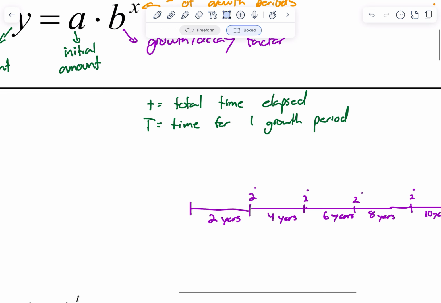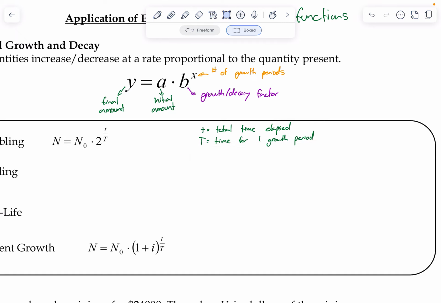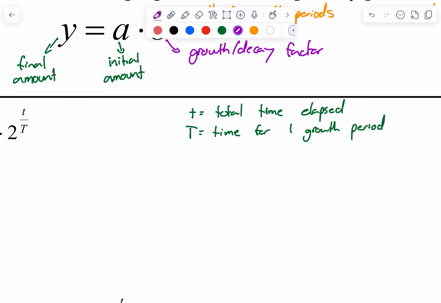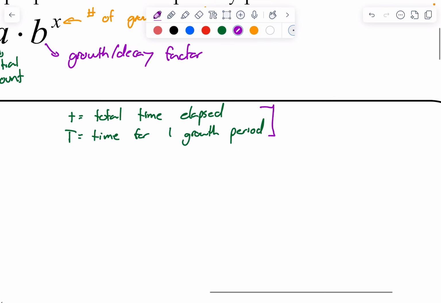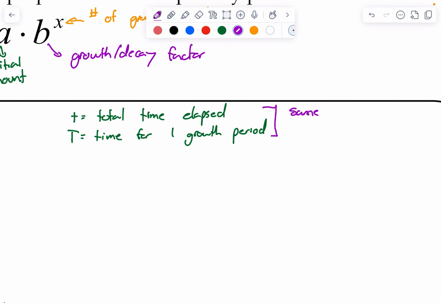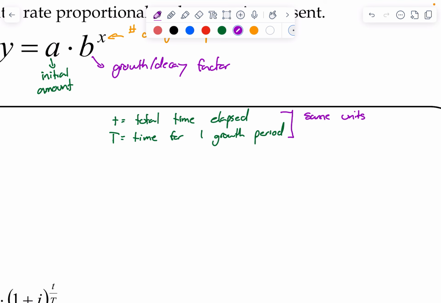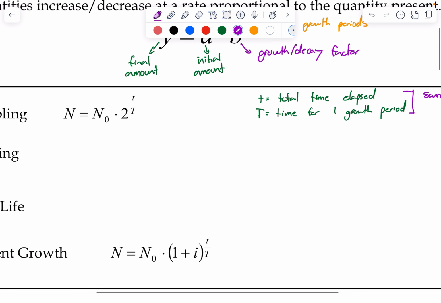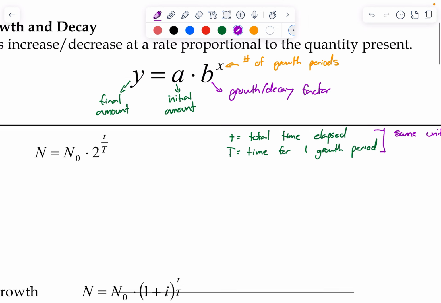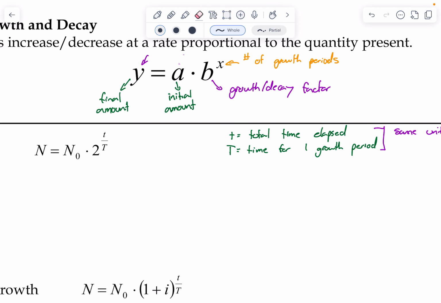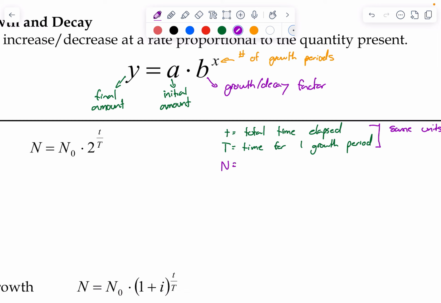So let's just get rid of that because we're going to run out of room if I leave that up there. The other thing I want to just note is that both variables here have to be in the same units, okay? So that means you're either working in hours, minutes, seconds. It is a time, so just make sure you're using units of time, but they need to be the same units of time. And then we can see that we also have these other two variables, n naught, and really those are just the same thing as y and a, okay? All right, so n is your final amount, and n naught is your initial amount.